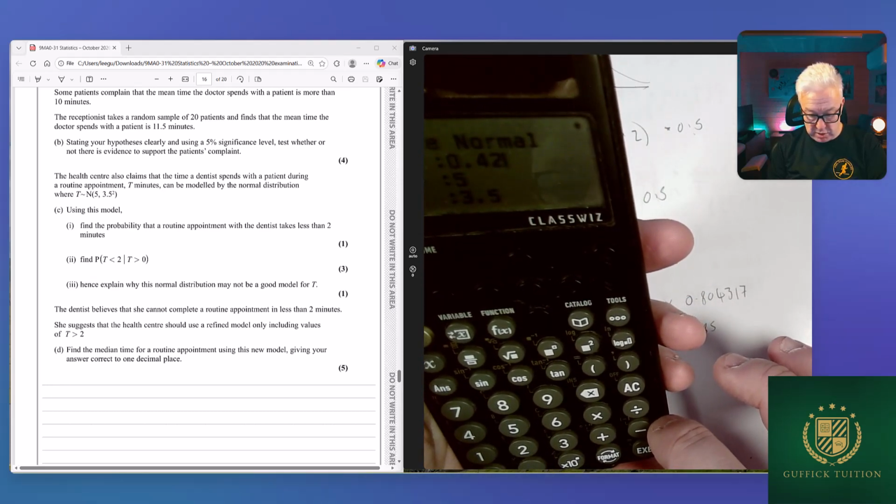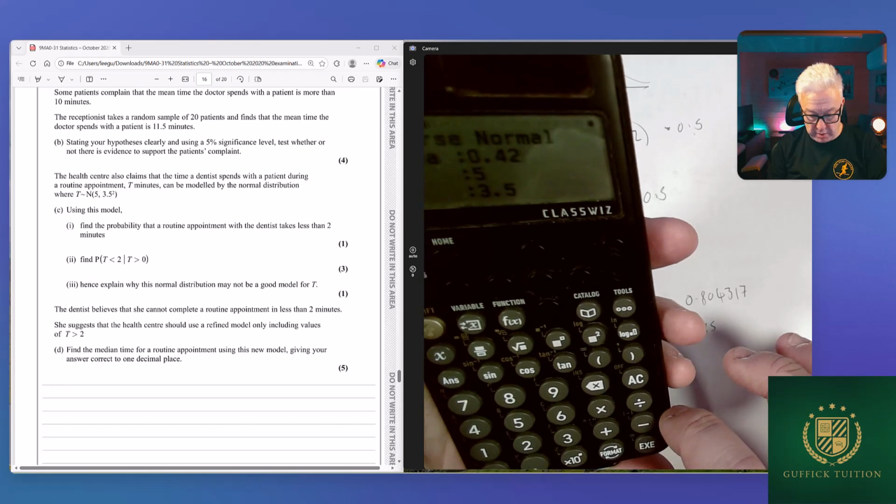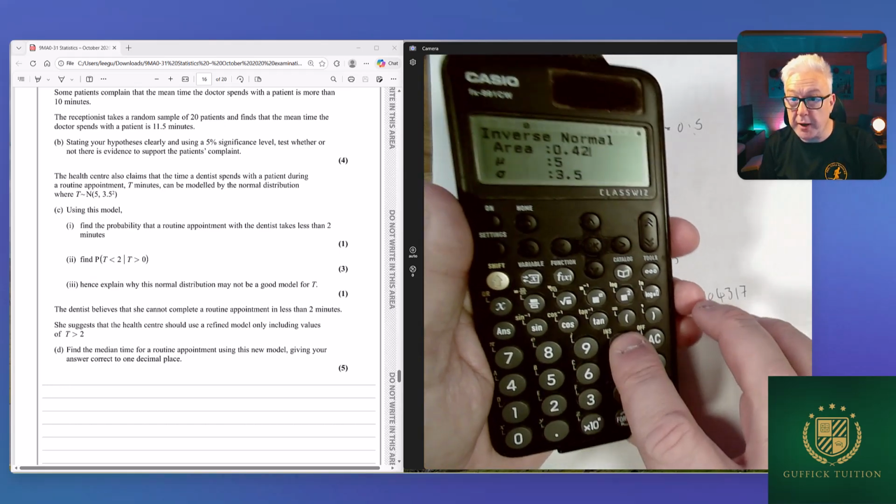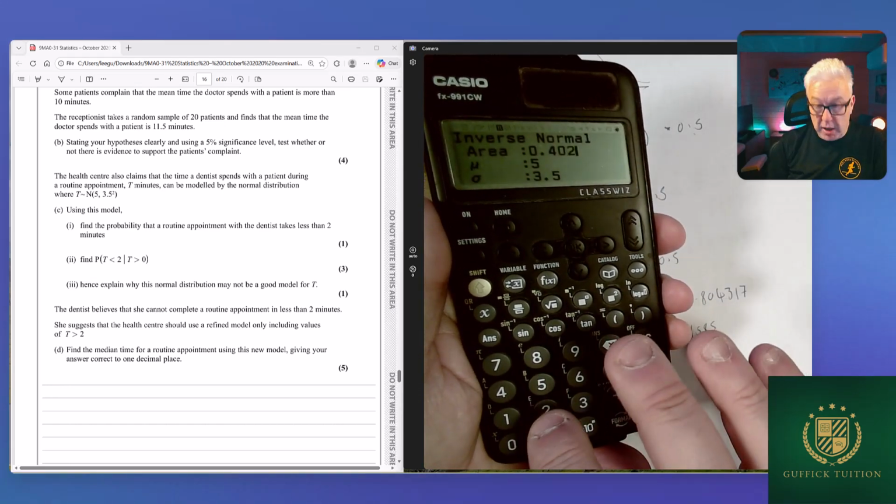Now, where's the back button on this calculator? I can just imagine lots of people at home going, Mr. Guffick, it's obvious it's there. Where is it? Oh, there it is. Got it. Right, there we go.